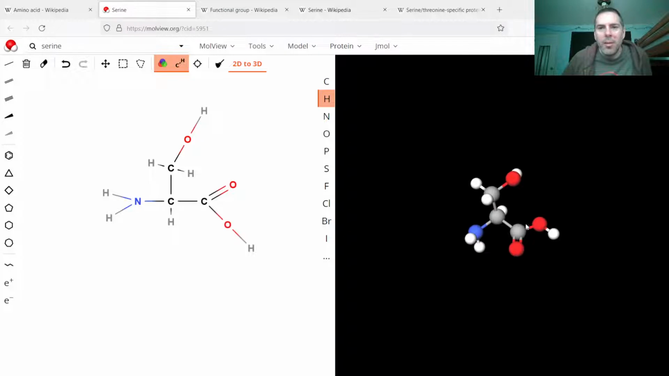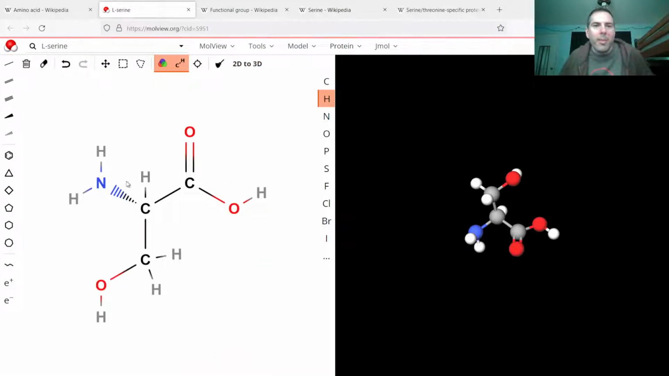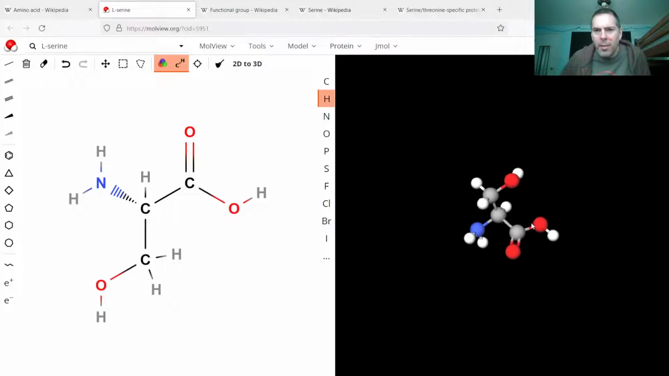And here's the 3D model again. I've already searched for it. L serine, just to be explicit. Here's the alpha carbon and the side chain. And yeah, there's a lot of red. You can see 3 oxygen atoms in the molecule here. And then here on the left is the N terminus, on the right is the C terminus, and this top here is the side chain.